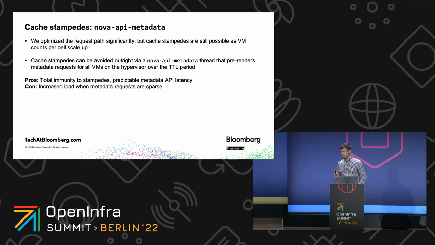Although I mentioned we optimized the path significantly, we're not really solving the problem of a stampede. So this is future work, but basically what we can do is we know the period over which metadata TTLs out, and so we can have a thread that pre-renders things in advance of them expiring out over the whole window. This way, everything's always cached, we don't ever have a cold hit. This gives us basically total immunity to stampedes and predictable API latency. However, it increases the load when the control plane is otherwise idle. So it's a decision up to you. I don't know if it's something upstream would accept.